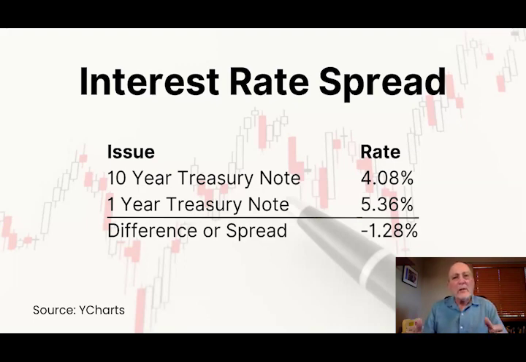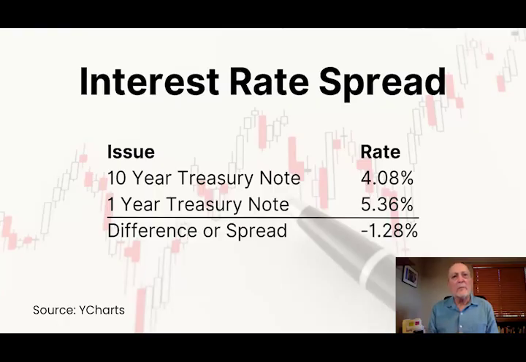In healthy economies, long-term rates are higher than short-term rates, but not today. Since early last year, the 10-year rate has been lower than the 1-year rate. You can see that on the screen here. And when we subtract the 1-year rate from the 10-year rate, all of a sudden we have a negative rate. This is called an inversion of interest rates, when short-term rates are higher than long-term rates.